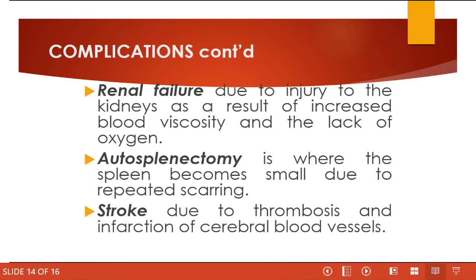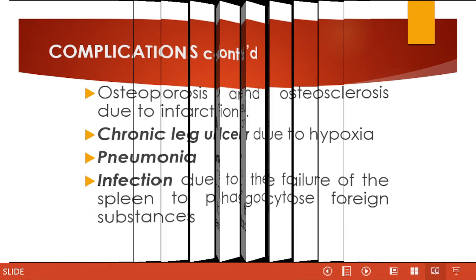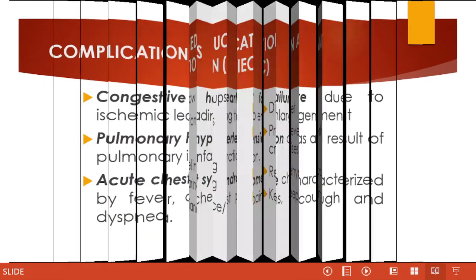Lastly, stroke. This is due to thrombosis and infarction of cerebral blood vessels. What this means is, when there's occlusion of a blood vessel that supplies blood to the brain, there's going to be cerebral vascular accident, also known as stroke. Having looked at the complications, let us now look at the I.E.C.